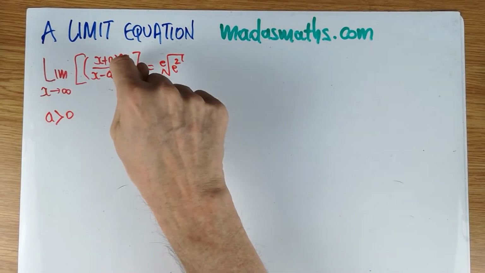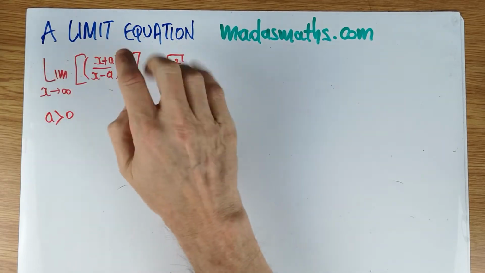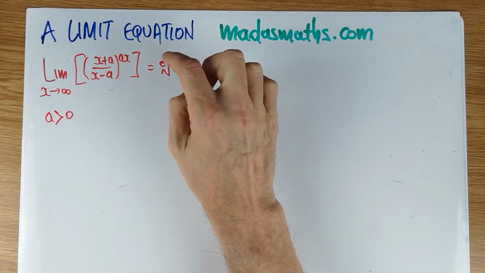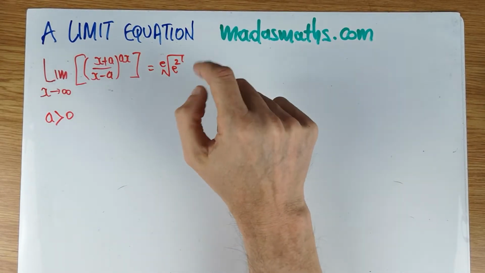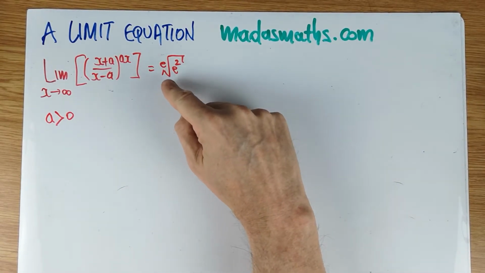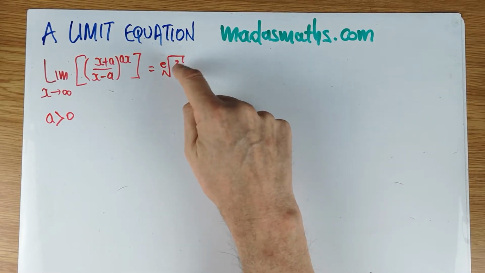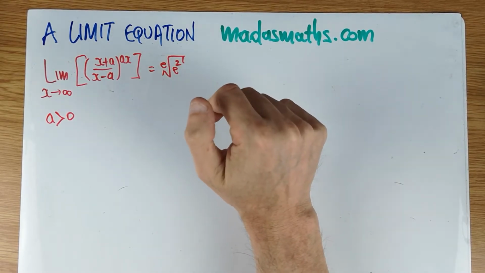The limit is in x, so there should be no x's left here. So that'll be a function of a. So we want a to be equal to, because of course these are constants, the eth root of e squared, which looks quite disgusting.